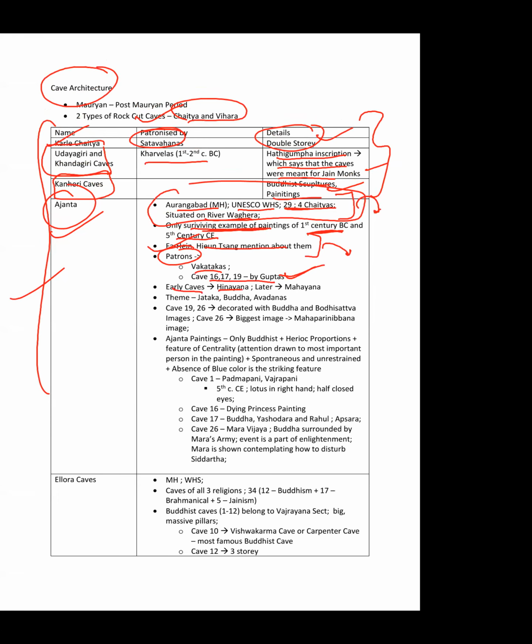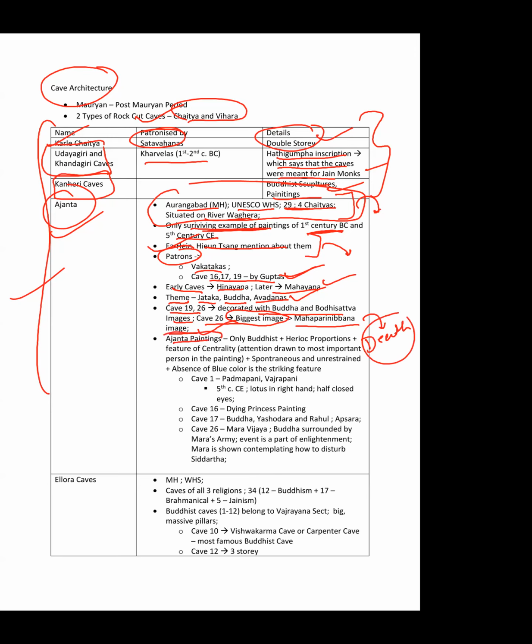Early caves were Hinayana, later ones were Mahayana. Themes: Jataka stories, Buddhas, and Avadanas, right? Caves 19 and 26 are decorated with Buddha and Bodhisattva images. Cave 26 has the biggest Mahaparinirvana image. Right? What is Mahaparinirvana? Death of Buddha. Death. Right?